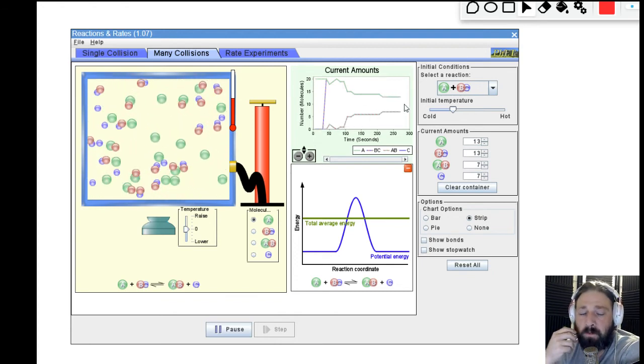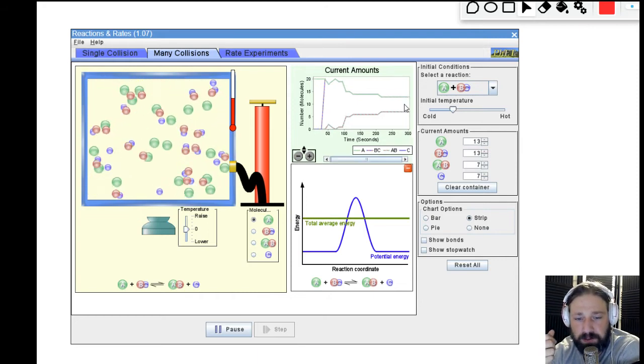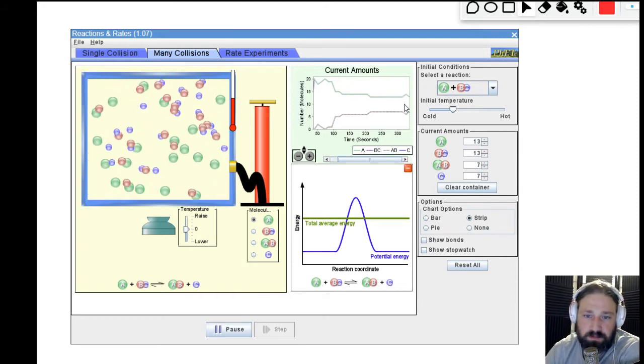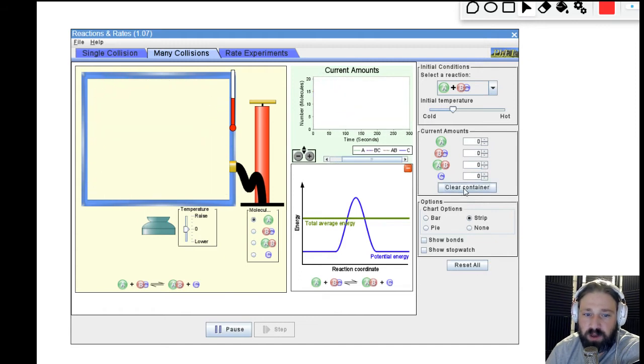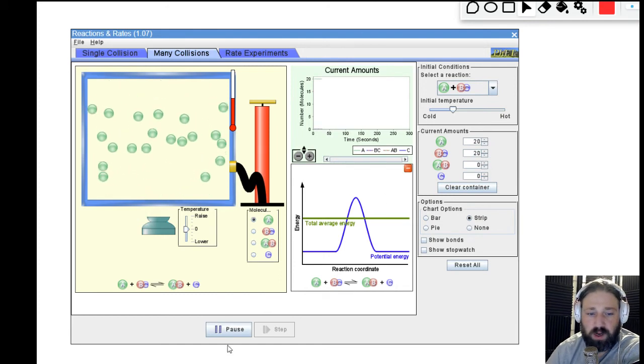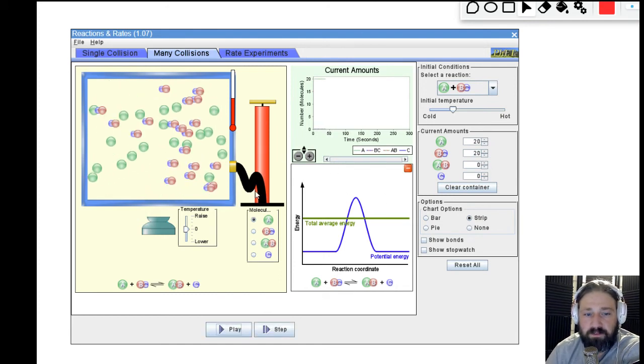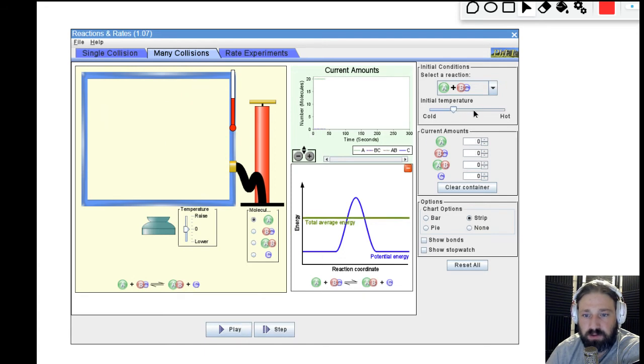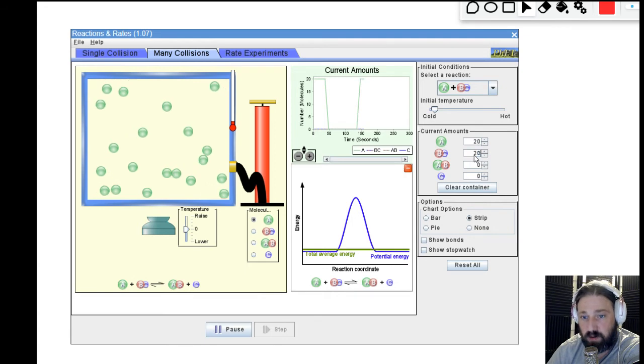Now you can think, what are some things that are determining this rate? Well, one thing is for sure, if I were to reset this, do 20 and 20, I'm going to pause it. If I increase the temperature up to here, that means it's going to be going faster. They're going to jump over this activation energy much faster than if they have it very cold. So in fact, if I do this and I play it, forgot to get these going. 20, 20, go.